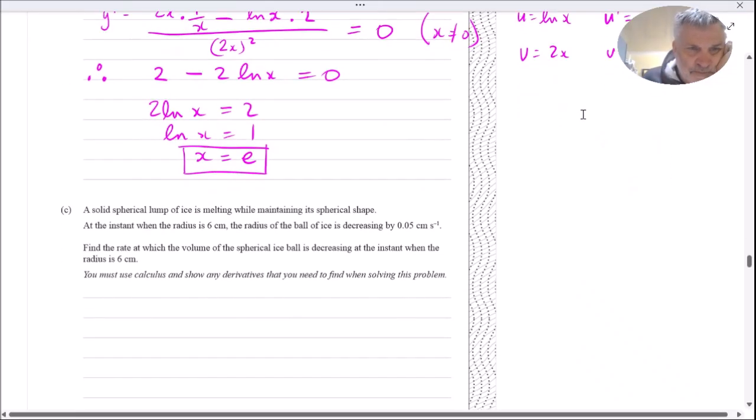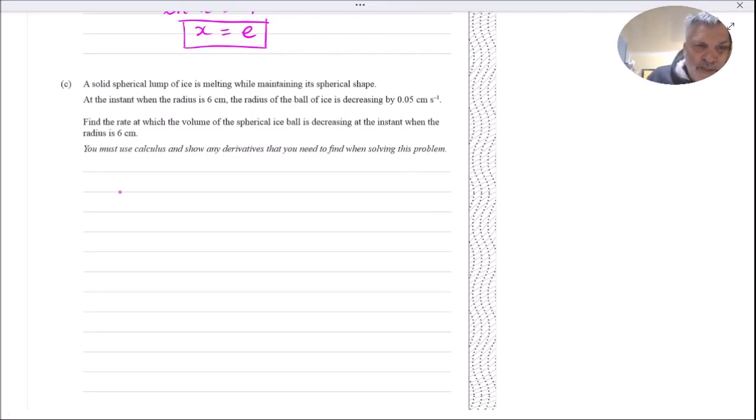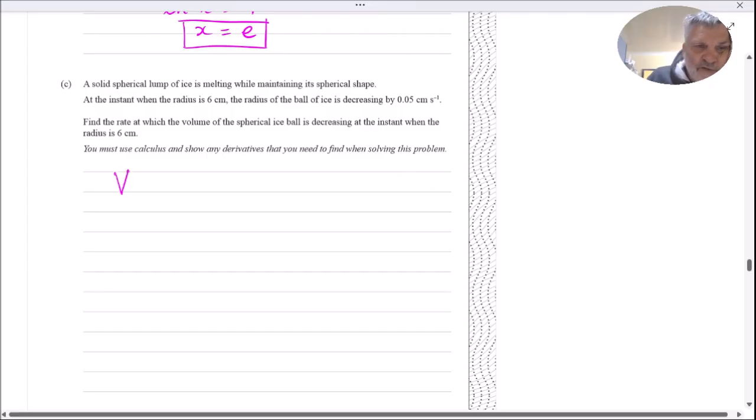So that's done. A solid spherical lump of ice is melting while maintaining its spherical shape. At the instant when the radius is 6 centimeters, the radius of the ball of ice is decreasing by 0.05 centimeters per second. Find the rate at which the volume of the spherical ice ball is decreasing at the instant where the radius is 6 centimeters. So V, the volume of a sphere, is 4/3 pi r cubed.